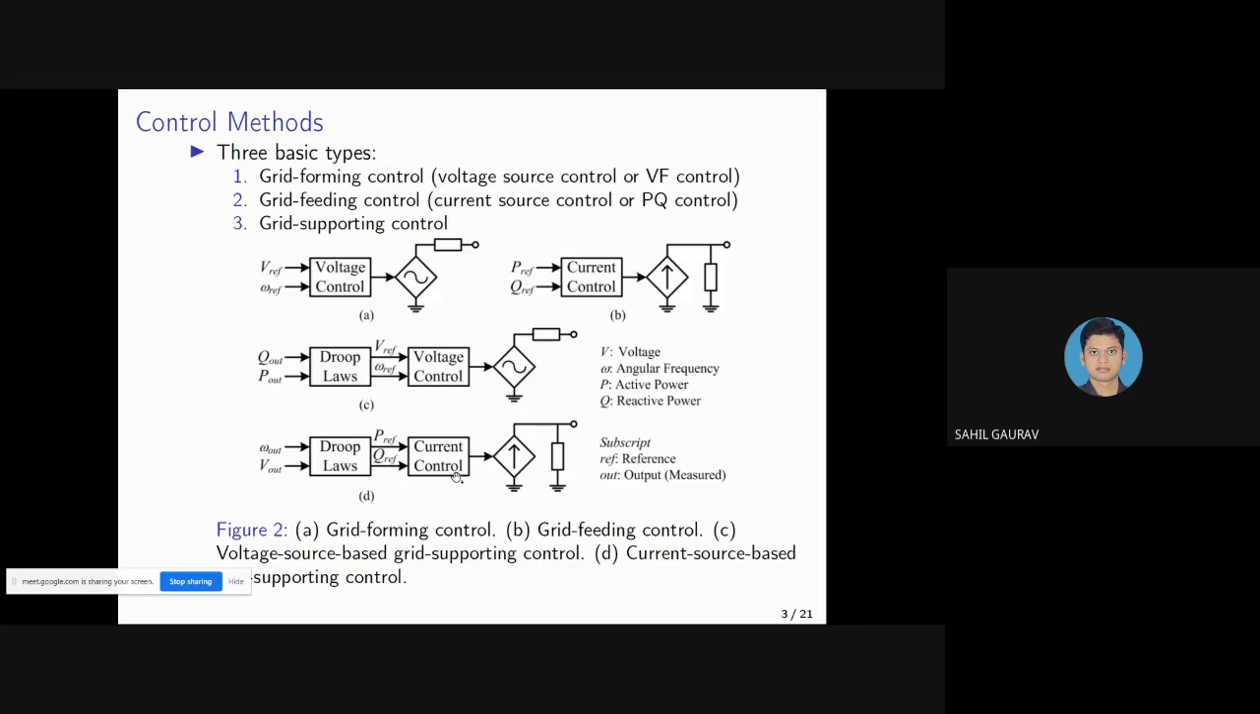Basically, the control methods of the grid side converter can be classified into three basic types. First one is grid forming control, second one is grid feeding control, and third one is grid supporting control. In grid forming control, they auto generate their reference voltage and frequency, so they form the grid. But in grid feeding control, it does not set its voltage and frequency, so it needs another voltage support. It can't operate independently. In grid feeding control, we set the active and reactive power reference, so that accordingly we feed power to the grid or load.